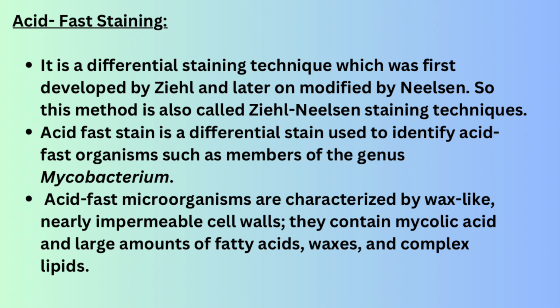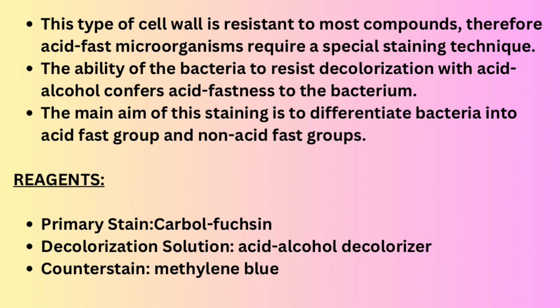Acid-fast stain is a differential stain that is used to identify acid-fast organisms such as members of the genus Mycobacterium. Acid-fast microorganisms are characterized by a wax-like, nearly impermeable cell wall. They contain a lipid, mycolic acid, and a large amount of fatty acids, waxes and complex lipids. This type of cell wall is resistant to most compounds. Therefore, acid-fast microorganisms require a special staining technique.